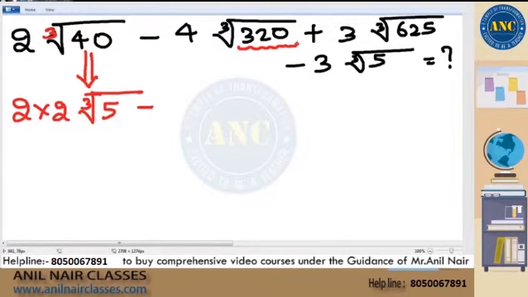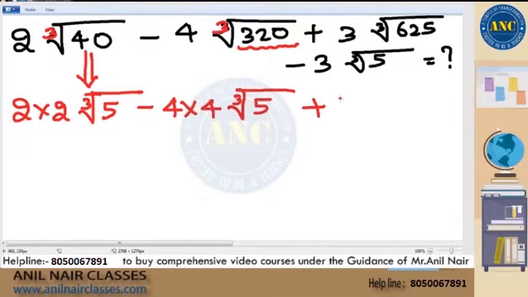Can I say that 64 into 5 is 320? Because 60 into 5 is 300, 4 into 5 is 20. Cube root of 64 is 4. So keep that 4 outside. And then the remaining term is cube root of 5 itself.